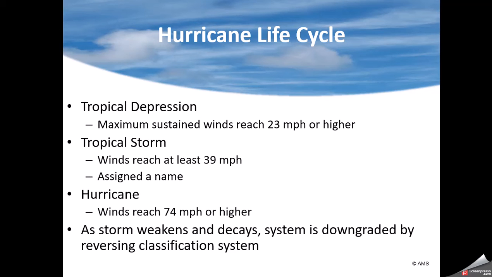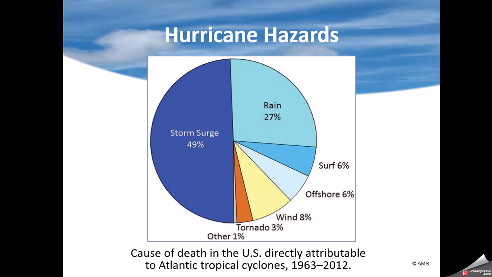Here are your categories. Tropical depression, anything with sustained winds greater than 23 miles per hour. Oh yeah, and it's got to be a circulation. It can't just be sustained winds. It's got to be a low pressure that you can identify. Tropical storm, where we begin to get a name, is 39, and hurricanes are 74.